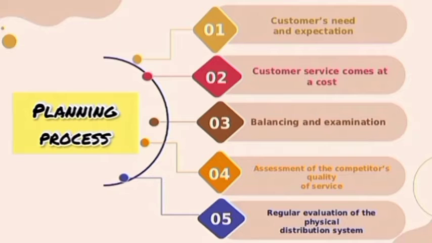Step 4. Assessment of the competitor's quality of service. Keeping an eye on the best practices adopted by competitors can help the organization to redefine its distribution strategy. And the last step is regular evolution of physical distribution system. The system should always be in line with the available technology.